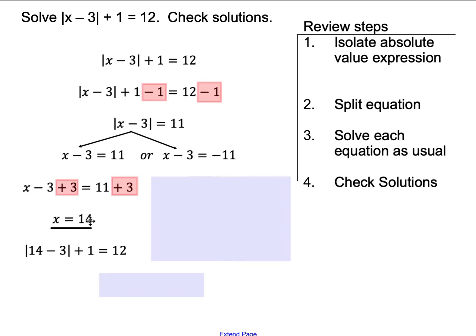Now I'm going to check that real quick. It's the absolute value of x minus 3, plus 1, is 12. 14 minus 3 is 11. 11 plus 1 is 12. That's true. So that one does work.